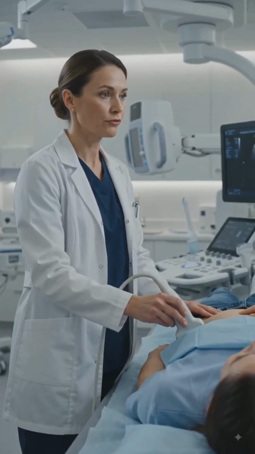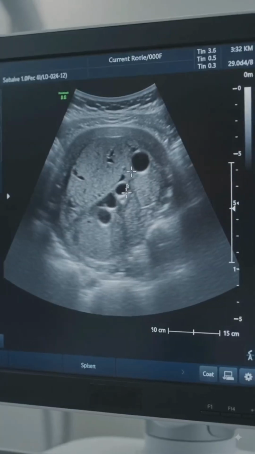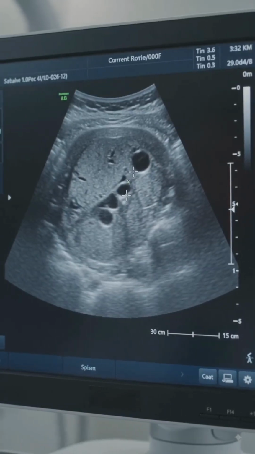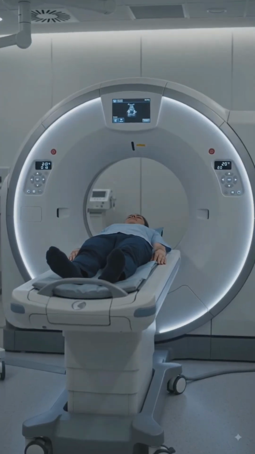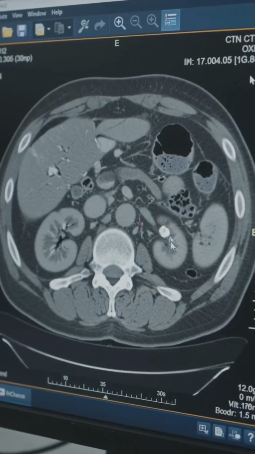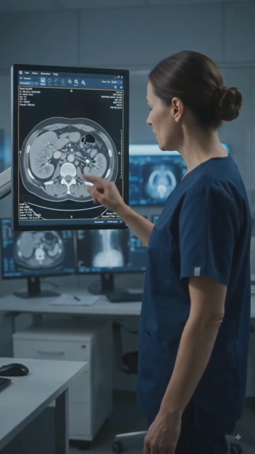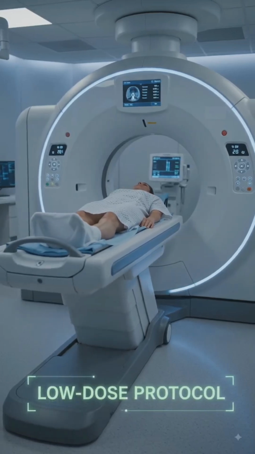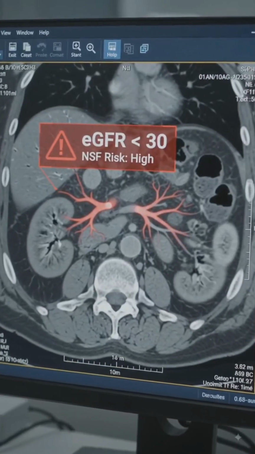Ultrasound is the preferred first-line modality. It is ideal for evaluating kidney size and cysts. However, CT is better for detecting small stones. Non-contrast CT is the gold standard for stones. Low-dose protocols have significantly reduced radiation risk. MRI is limited in severe renal impairment.